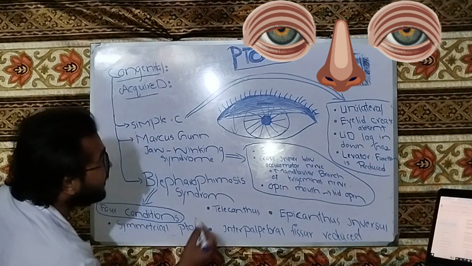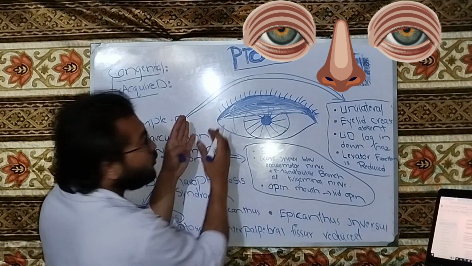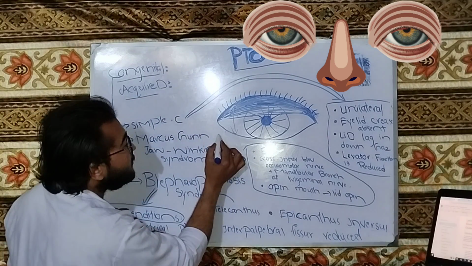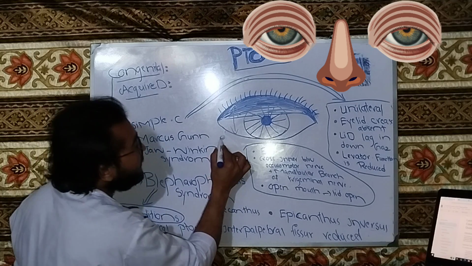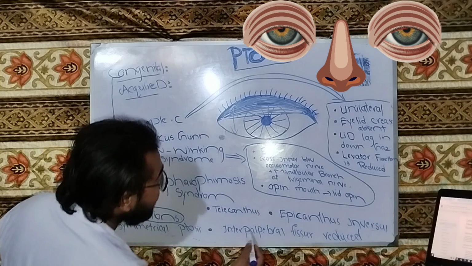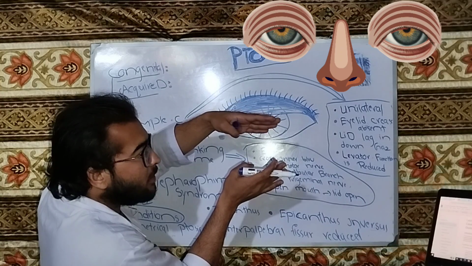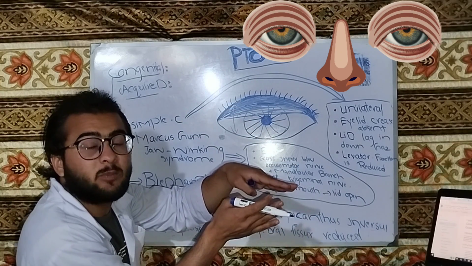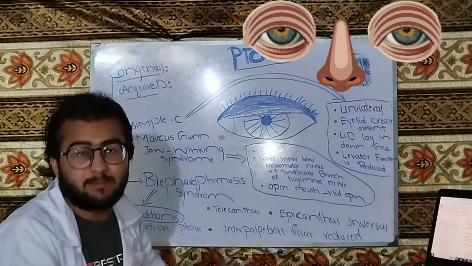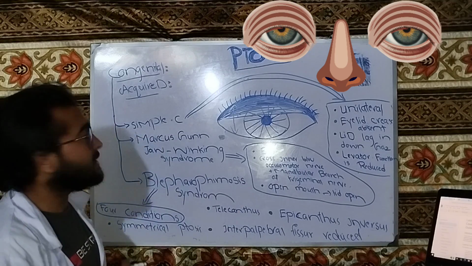Syndrome. First is the symmetrical ptosis. Both eyes will have ptotic eyelids. Telecanthus, the distance between the two canthi, will be increased. And epicanthus inversus, the skin of the inner lower eyelids will be folded. And the fourth one is that the interpalpebral fissure will also be reduced. When the eyelid is ptotic, it will reduce the interpalpebral fissure, but in this type of patient, the interpalpebral fissure will be very much reduced, like in Chinese people. So these were the congenital ptosis.